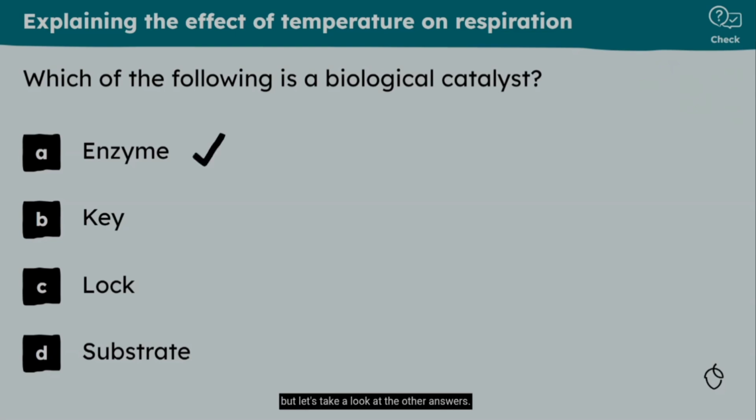But let's take a look at the other answers. So B and C, key and lock. Those are incorrect because talking about a lock and a key is a helpful metaphor or a model that helps us to describe an enzyme and substrate, but they aren't the enzyme itself. Let's look at D, substrate. Why is that wrong? Well, a substrate is something that fits into an enzyme's active site. The only thing in this list which is the biological catalyst which speeds up chemical reactions is A, the enzyme.